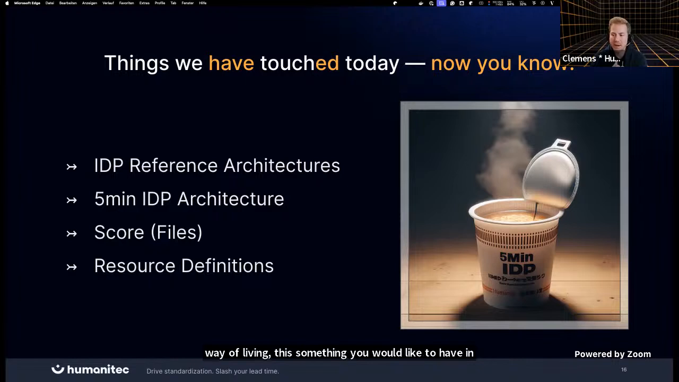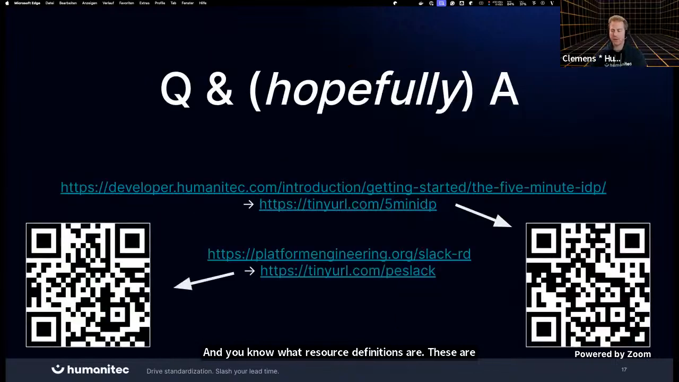You have seen a score file. I can only encourage you to take a look at the project, score.dev, because that's open source. It's on its way to being donated to the CNCF. It's platform agnostic. It could be in front of your platform whether you use an orchestrator or not. Yeah. And it's a lovely piece of software. And you know what resource definitions are. These are the configuration of the orchestrator. All right. 30 minutes. I'm done.